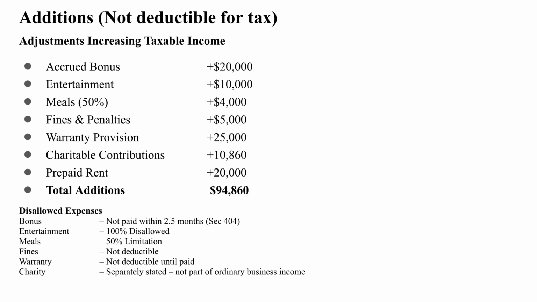Certain expenses like warranty provisions or accrued bonuses are allowed in books based on accrual accounting. But for tax, they are only allowed when actually paid, subject to conditions. So these are also added back. In this case, prepaid rent received is not recorded as income in the books. But for tax purposes, it is taxable when received. So we add this as well.